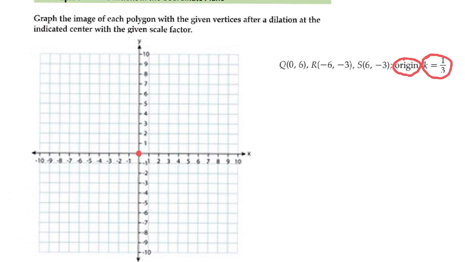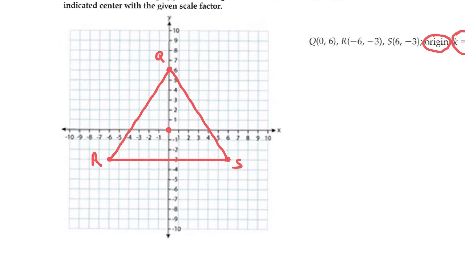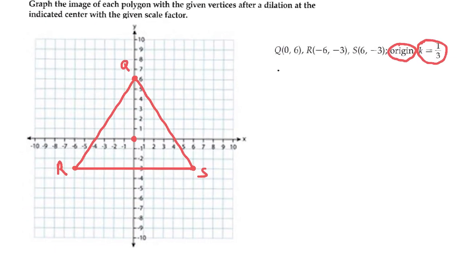Let's start by graphing QRS. QRS is right here. It's Q, R, S. Okay, I'm just going to freehand this. Okay, so we get something like this for QRS. Now, we want to get Q prime, R prime, and S prime.